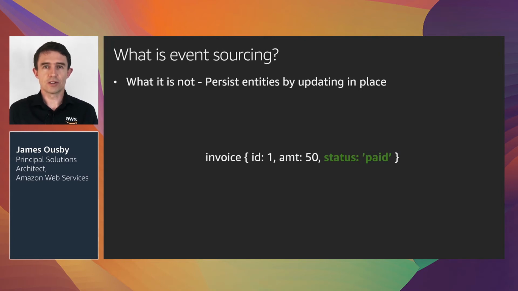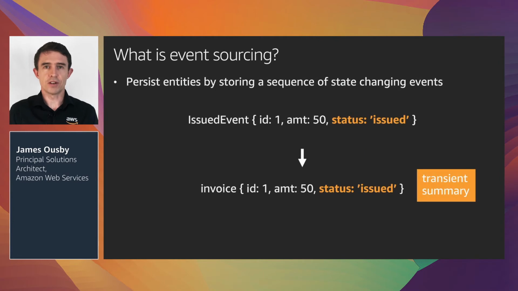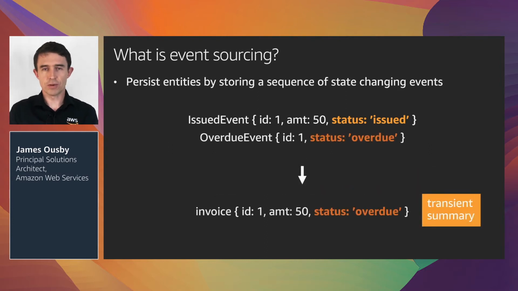Let's compare that with the approach taken by event sourcing, which is to store an ordered sequence of state-changing events. So we start off with an issued event where we create our invoice with the same columns we saw before. And from that issued event, we can maintain a running point-in-time snapshot or summary of what the invoice currently looks like. 30 days later, we run the same job that identifies that this invoice is currently overdue.